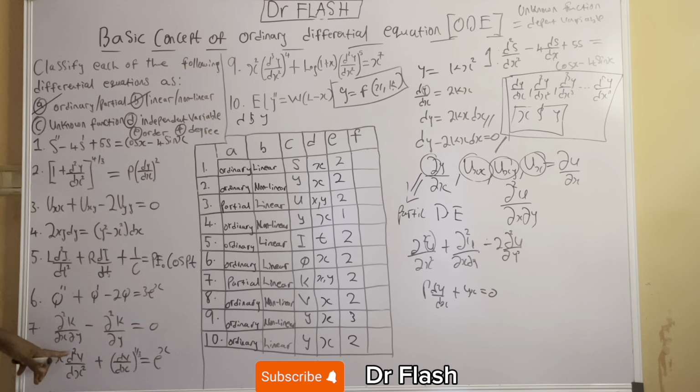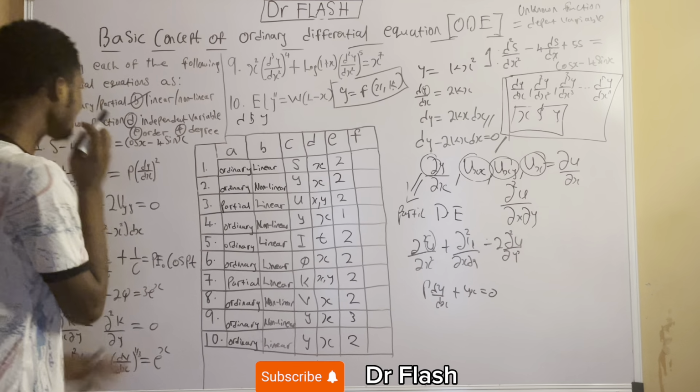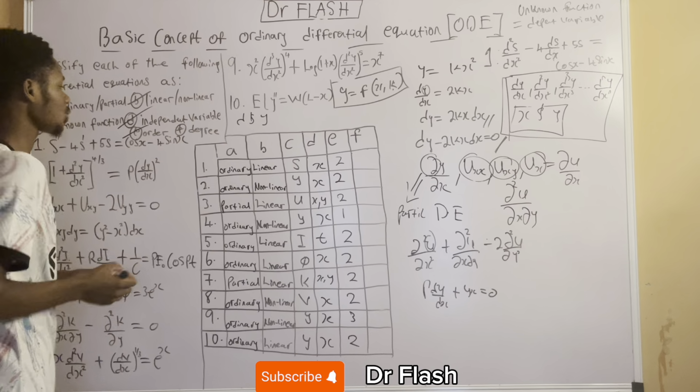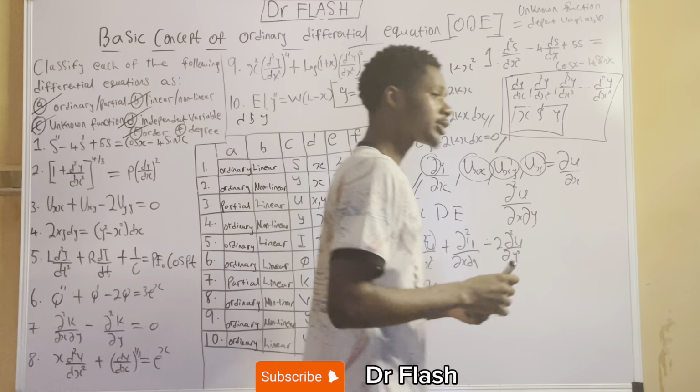In this case, we have between d and y. So the highest power is what now? 2. There is 1 here, so 2 is higher. Okay? Now, that is that for order. So we are done with unknown function, independent variable, as well as what now? Order. The next one we're going to talk about is degree.